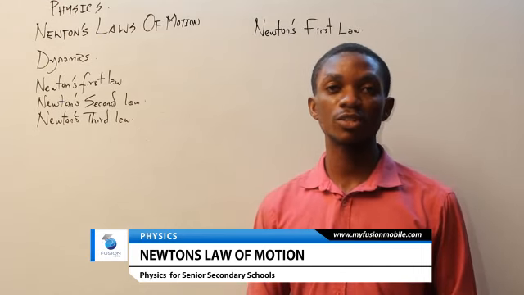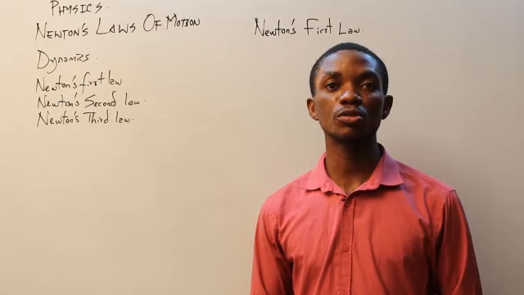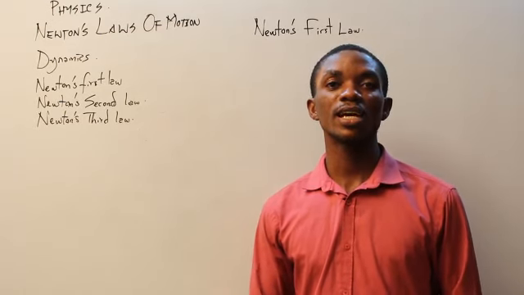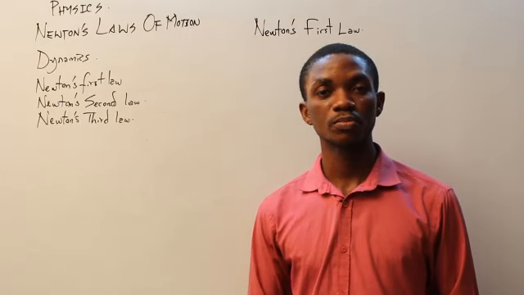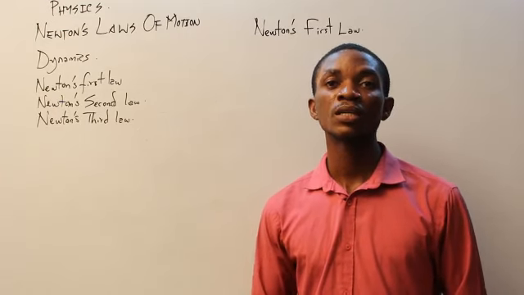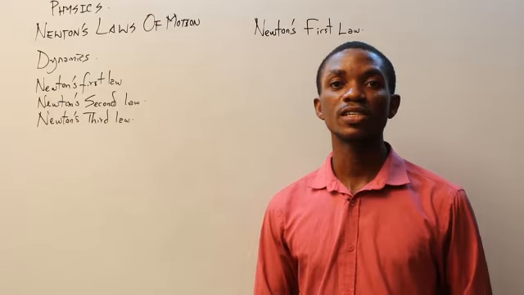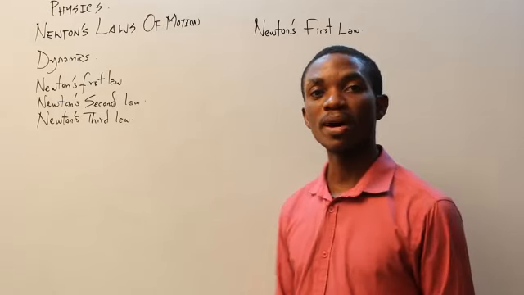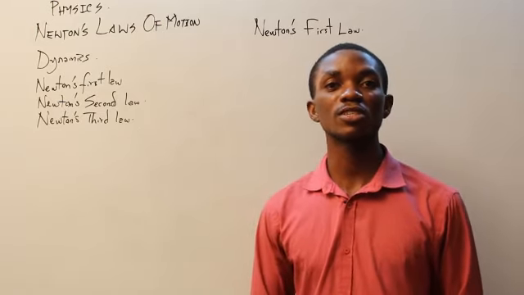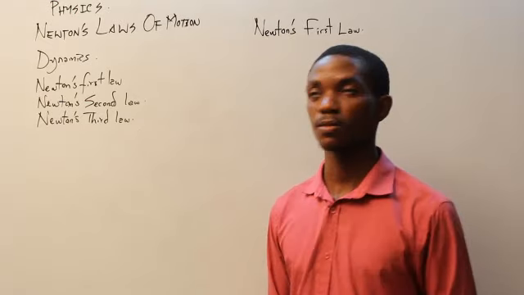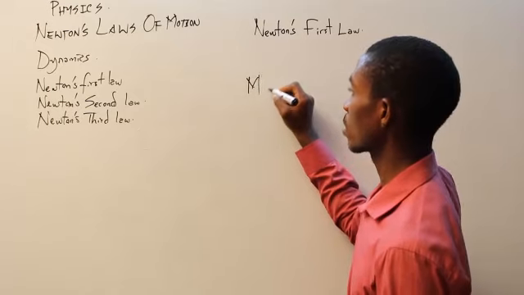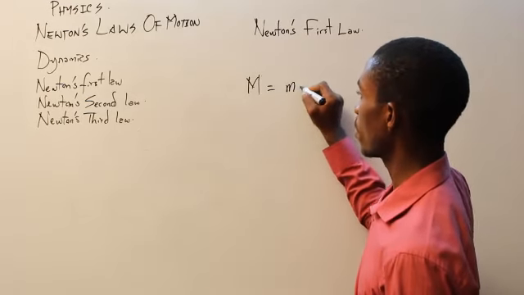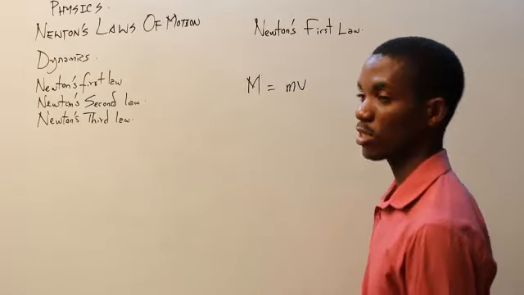This law is very true, and it has been applied especially in the area of momentum. What is momentum? The momentum possessed by a body is calculated as the mass of the body multiplied by the velocity which the body possesses. So that's momentum, capital M, equals mass multiplied by velocity.